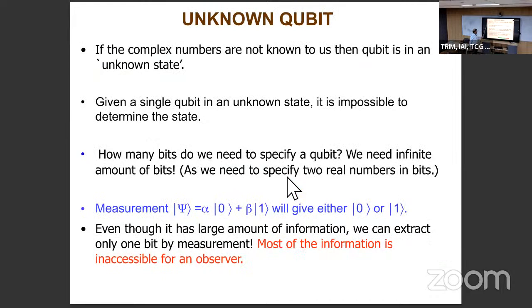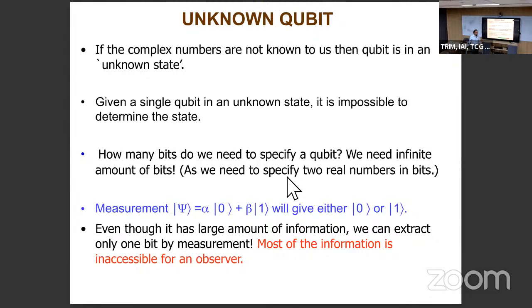Okay, so before coming to some of the main results that I will try to highlight, we have to understand what is the notion of an unknown quantum bit. When you think of a quantum bit, alpha 0 plus beta 1, you have two complex numbers, alpha and beta. If the complex numbers are not known to us, then the quantum bit or qubit is in an unknown quantum state. And given an unknown quantum state, it is impossible to determine the state. This is the key notion one has to appreciate.